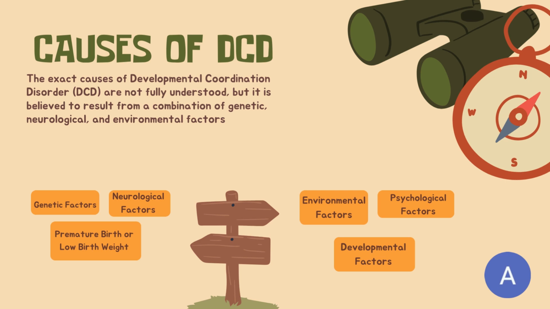All right. So lastly, developmental factors. DCD typically becomes noticeable when children are expected to perform more complex motor tasks, such as handwriting and learning to ride a bike. Developmental factors related to the timing or sequence of motor skill acquisition may play a role.